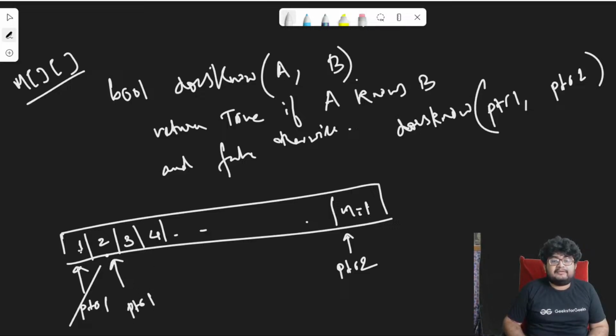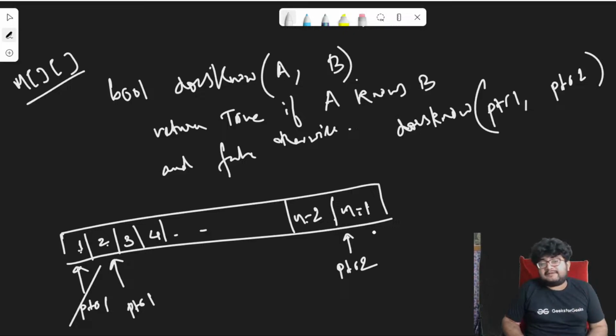So pointer 1 will move to 2. Let's say next we call does know 2 comma n minus 2, and let's say it returned false. 2 does not know n minus 2. That means 2 can be a celebrity.